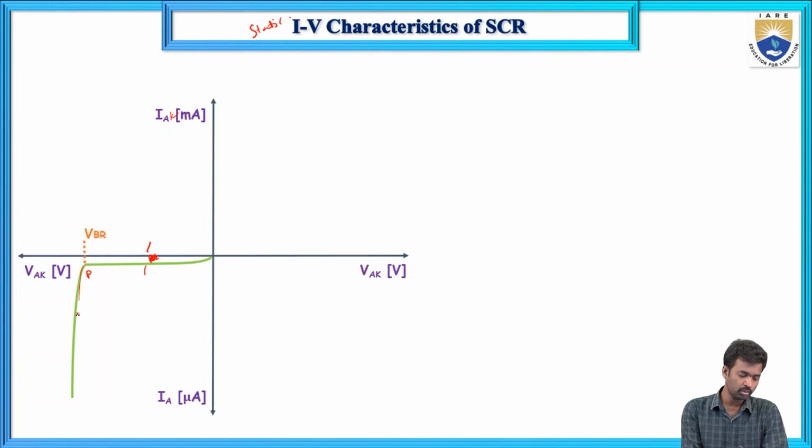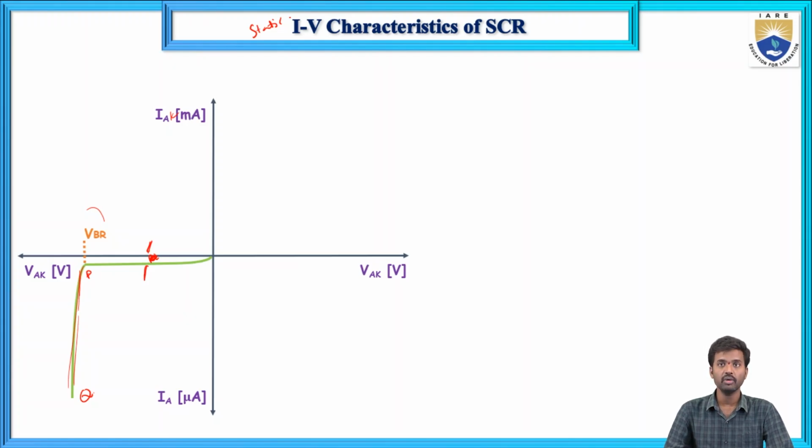Now when the anode voltage is greater than the reverse breakdown voltage, a huge amount of current flows, because the J3 junction avalanches and breaks down, and that voltage is the VBR. So a huge amount of current flows. This region is known as the reverse avalanche region. This one is the reverse blocking mode.